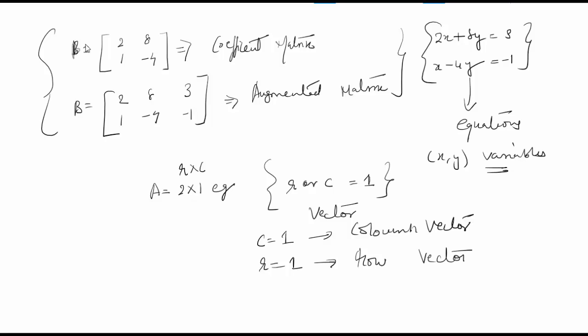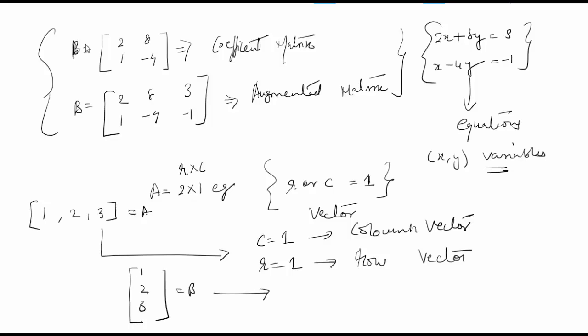So a matrix like 1, 2 and 3 equal to A could be an example of a row vector, and a matrix like 1, 2, 3 stacked vertically, equal to B, could be an example of a column vector. So that's all for this lecture, and in the next lecture I will talk about addition of two matrices.